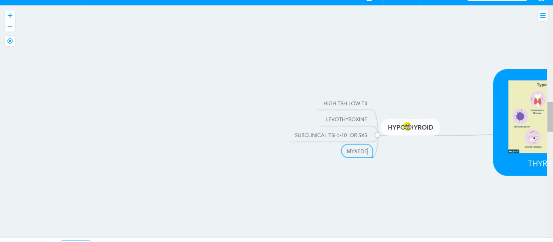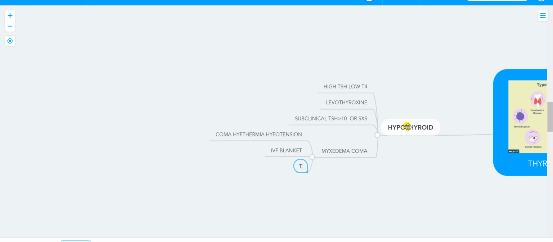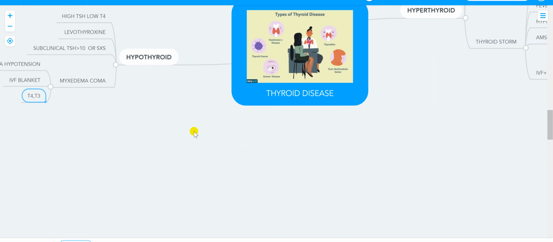Okay, there's another interesting thing: when you have myxedema coma, just like thyroid storm, basically they have coma, hypothermia, and hypotension. So what do you do? You do IV fluid, blanket, and give them thyroid hormone. So you just replace the thyroid hormone. So this is simple.